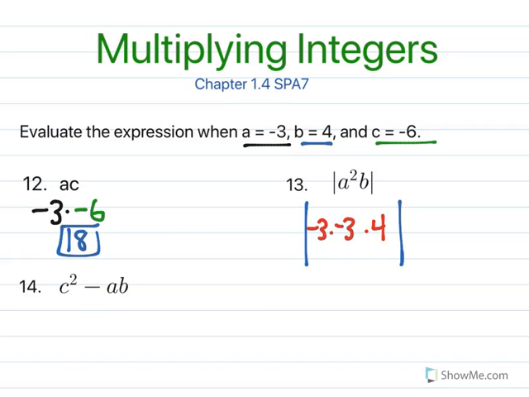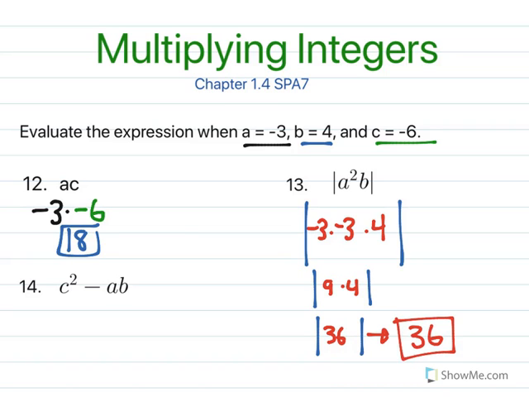So then I have negative 3 times negative 3 is positive 9. That's positive 9 times 4. And positive 9 times positive 4 gets us 36, which the absolute value of 36 is 36. Basically, the absolute value tells you how far a number is from 0. So 36 is 36 units away from 0.